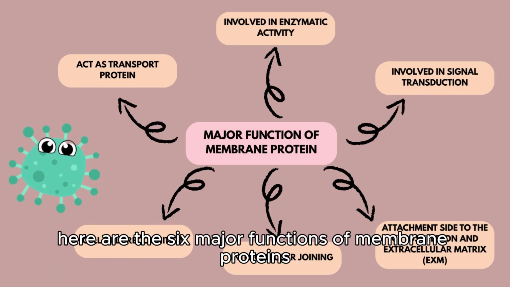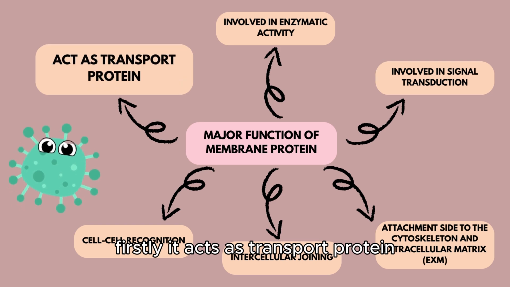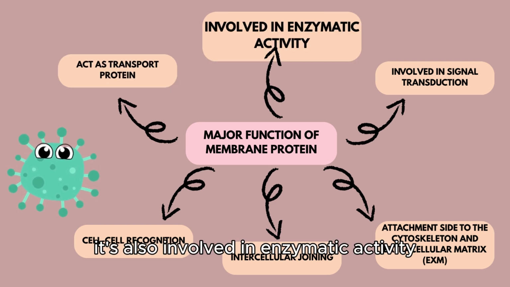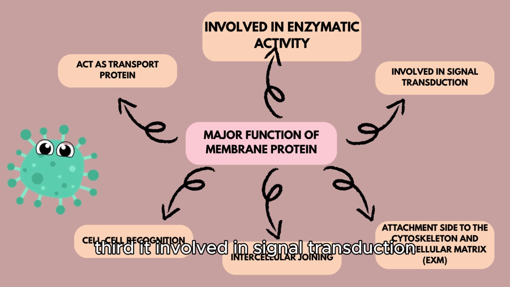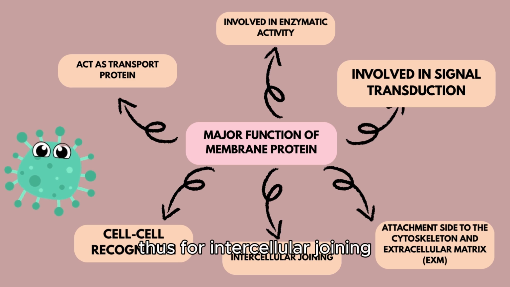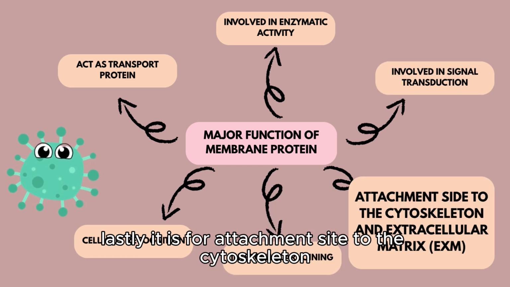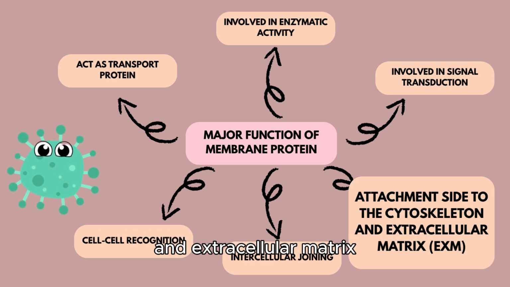So, here are the six major functions of membrane proteins. Firstly, it acts as a transport protein. It's also involved in enzymatic activity. Third, it is involved in signal transduction. And for cell-to-cell recognition, as well as for intercellular joining. Lastly, it is an attachment site for the cytoskeleton and extracellular matrix.